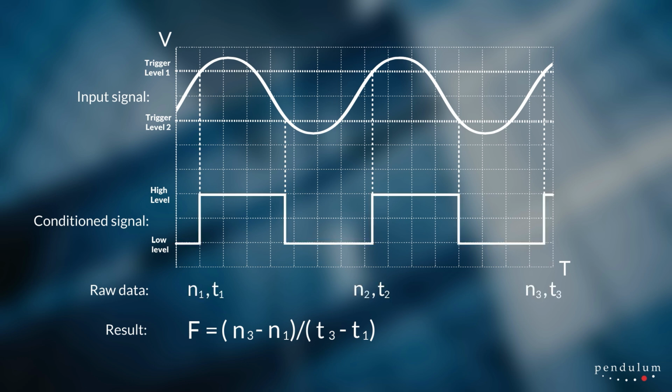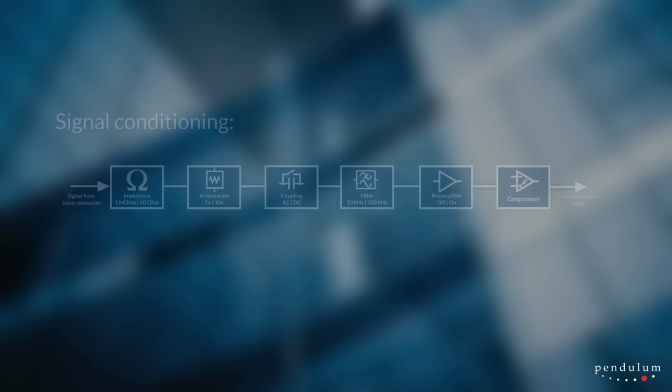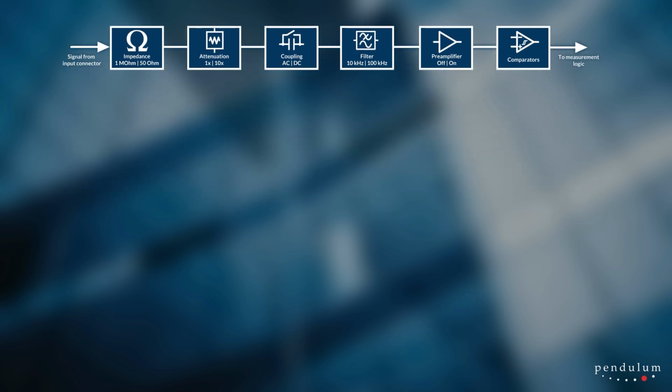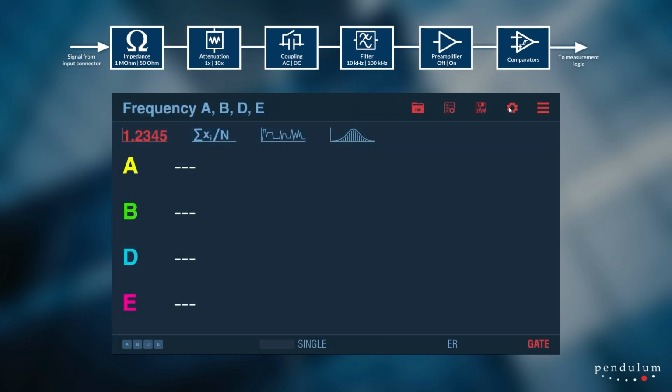Such signal transformation inside the instrument is called signal conditioning and is implemented by several components inside each measurement channel. In this video, we will review how to configure each component to achieve the best possible measurement performance.